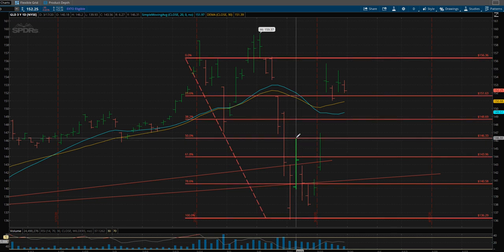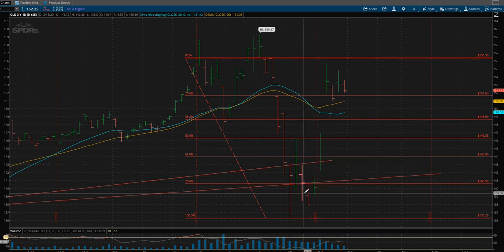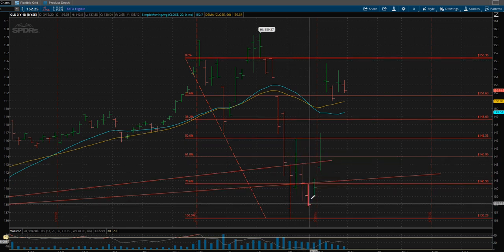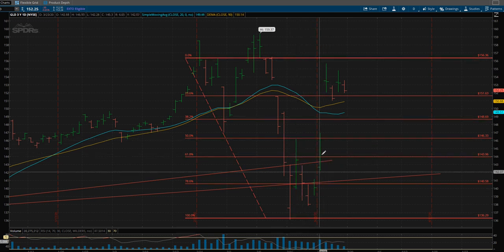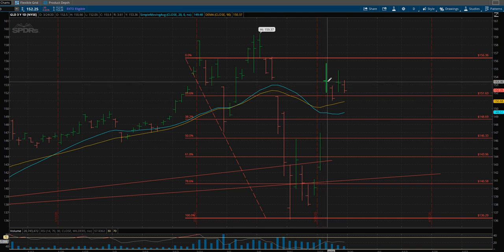Up to the channel, some energy. Pulling back, couldn't get back down to the lower channel. Energy starts to pull it back up again. We closed right on the 50% line. So touch it, pull back, close on it, and then you have the big gap. Now we seem to have this little area of consolidation.